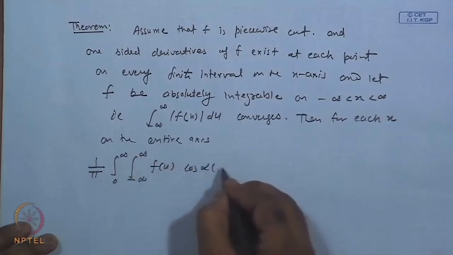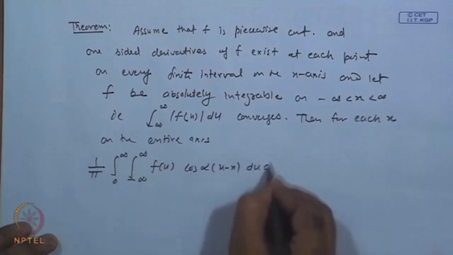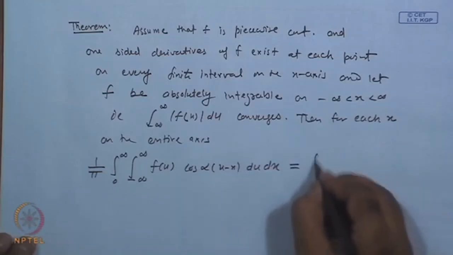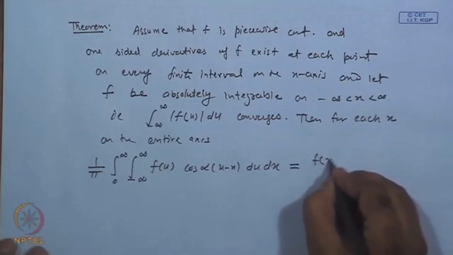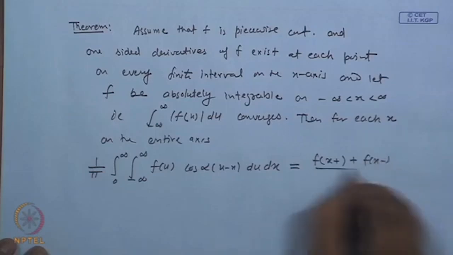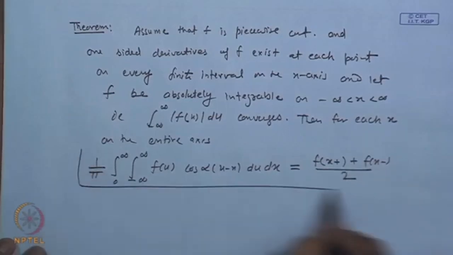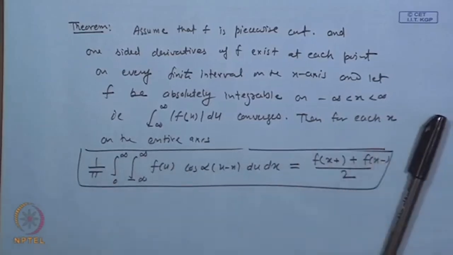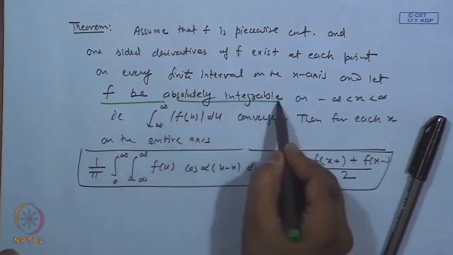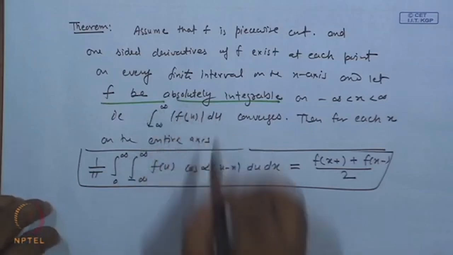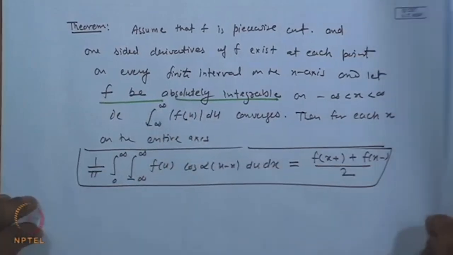So, cos alpha (u minus x) du d alpha, this Fourier integral will converge to the average value of the function, as in the case of Fourier series. So, [f(x+) + f(x-)] divided by 2. We have all other assumptions that we had for the convergence of Fourier series, other than that f should now be absolutely integrable, because we have used in the proof that only if f is absolutely integrable do we have this representation for the function.